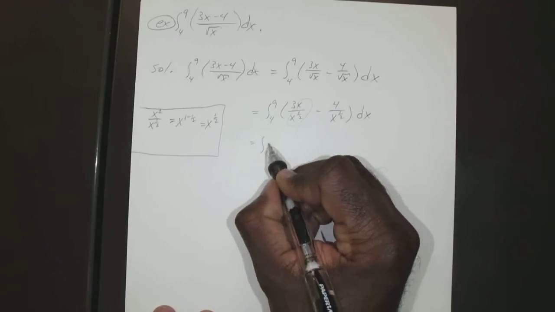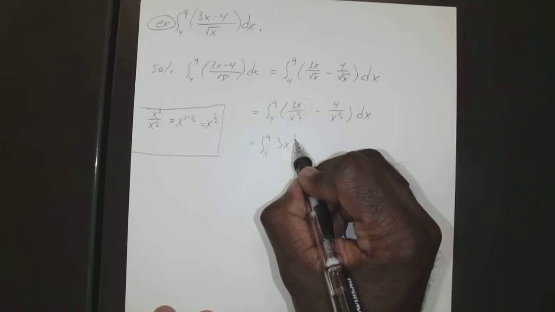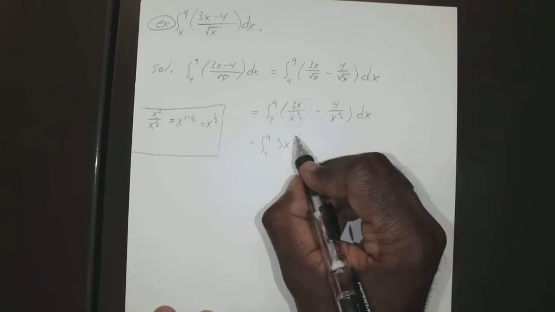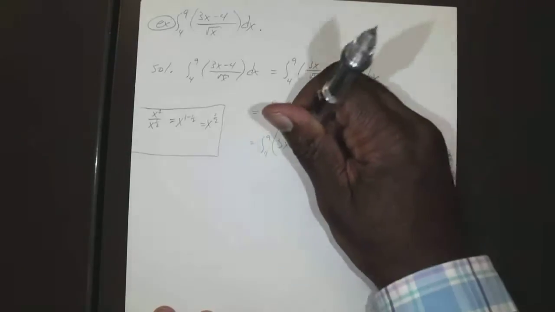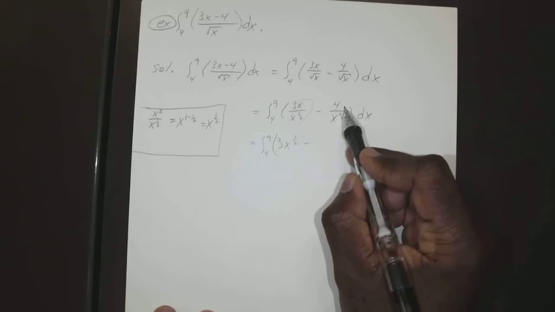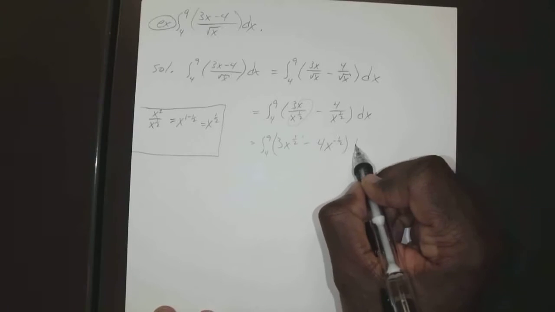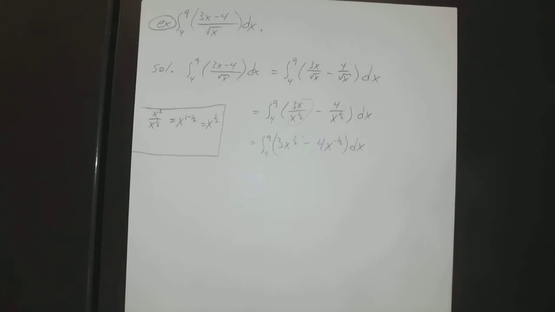Okay, so this just becomes the integral from 4 to 9 of 3x to the 1/2, minus, we can just make that a negative, 4x to the negative 1/2, and bring that up from the denominator. You could have also brought up the square root of x as a, not a constant, but you can just multiply it instead. x to the negative 1/2.